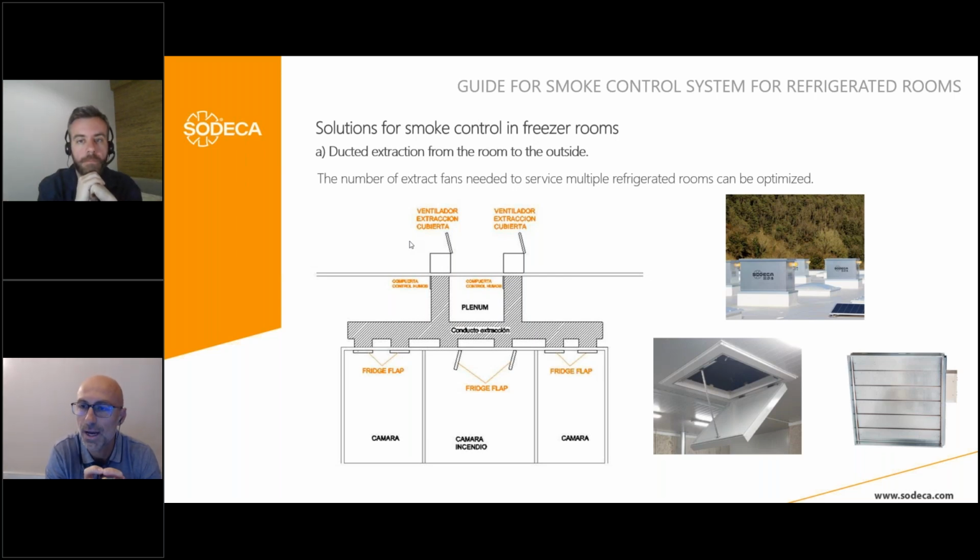Then, in this example, we have 3 refrigerated rooms, and the smoke control system is solved using only 2 roof-mounted extract fans connected to all the rooms. Each room contains 2 fridge flap dampers, and the ducts running above the rooms are connected to 2 vertical shafts that lead to the extract fans. These vertical shafts are equipped with 2 smoke control dampers, so we can optimize the number of fans used with these systems that can give service to a fire inside the camera or in the plenum.